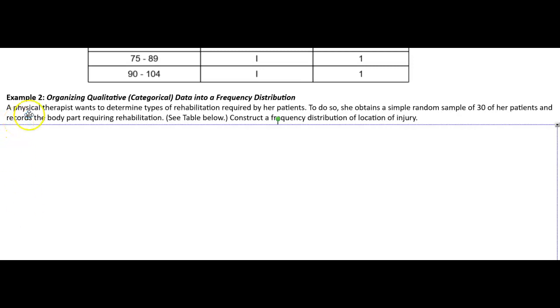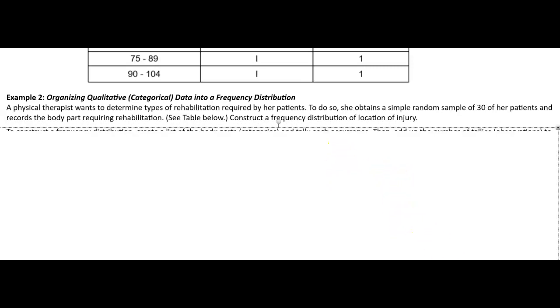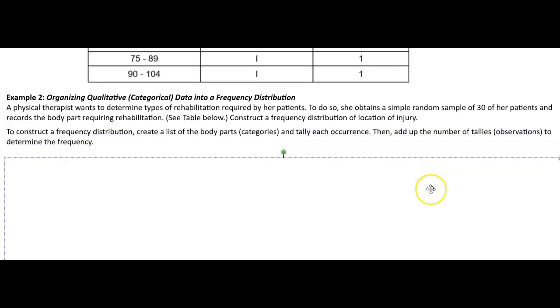Example 2. Organizing qualitative, also known as categorical data, into a frequency distribution. Now, a physical therapist wants to determine types of rehabilitation required by her patients. To do so, she obtains a simple random sample of 30 of her patients and records the body part requiring rehabilitation. Okay, and we're going to see that below here.